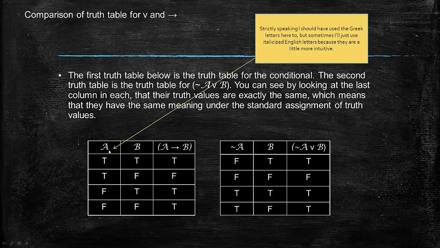Strictly speaking, by the way, I should have been writing psi and phi here. Sometimes I'm going to just use italicized English letters to indicate the meta-language rather than the Greek letters that the book uses, just because I think sometimes it's more intuitive when we're discussing something a little more complicated.